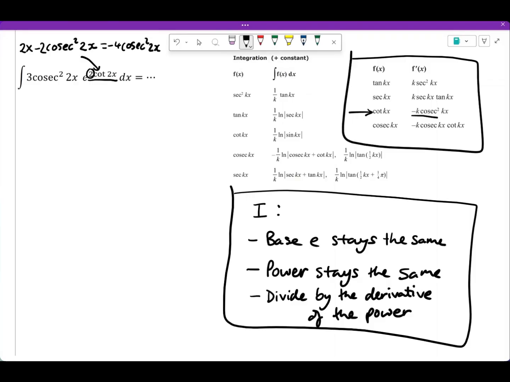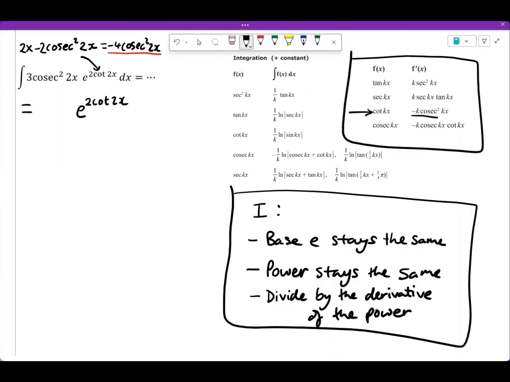Now let's compare this derivative here with what is multiplying my e function, and they are numerical multiples of each other. They both have cosec squared 2x and are multiplied by a numerical value. So let's use our reverse chain rule steps for e. It says that our base e stays the same, so I can write equals 2, and I'm going to write in my e. And then it says the power stays the same, so it's going to be 2 cot 2x. And then it says divide by the derivative of the power.